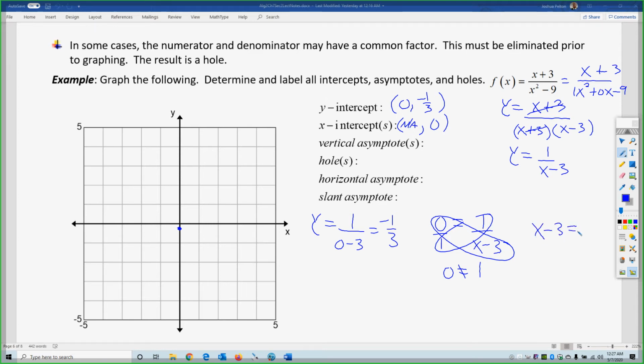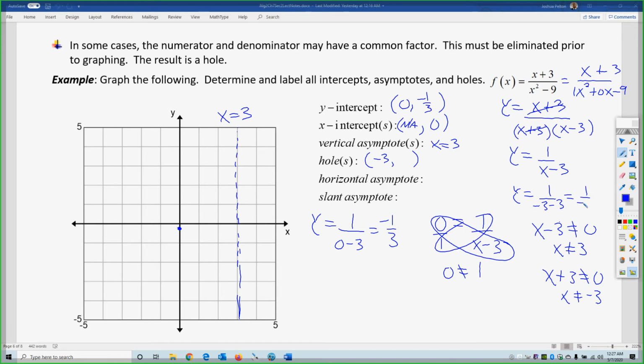As far as vertical asymptotes, x minus 3 cannot be 0. Therefore, x cannot be 3. So x equals 3 is the vertical asymptote. But there's also a hole because the x plus 3 canceled. That also cannot be 0, so x cannot be negative 3 when you solve that. So we have a negative 3 comma something as a hole somewhere. If I plug it into the equation, I get y equals 1 over negative 3 minus 3, hence negative 1/6.